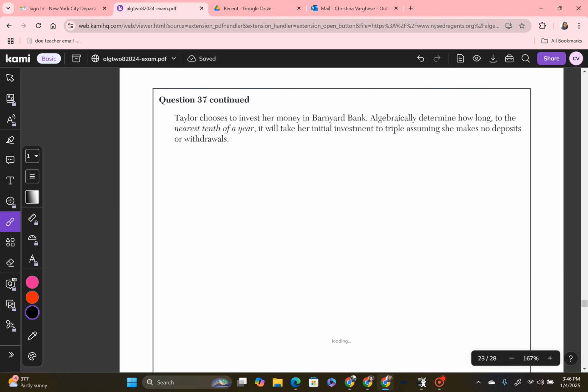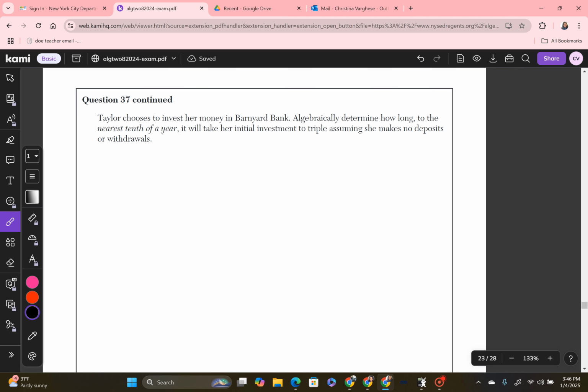All right. So next, last part. Taylor chooses to invest her money in Barnyard. Okay. So that's the 1200 e to the 0.0635t. Determine how long to the nearest tenth it will take her to triple the investment. So what does that mean? 1200, right? We are going to take this and we are going to times it by 3. Triple. So that is 3600. That's how much we want it to be at the end. 3600. Okay, cool. So how do we do this?